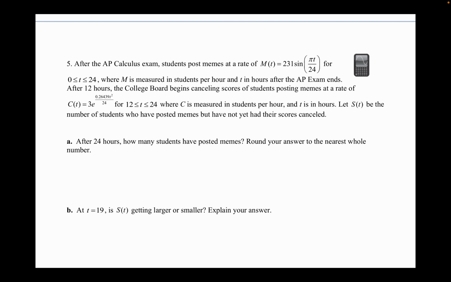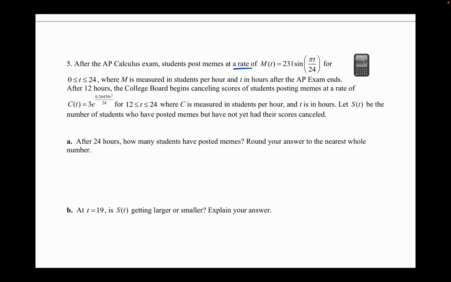After the AP Calculus exam, students posted memes at a rate of, so this is already a rate, M of t is 231 sine of pi t over 24 for 0 to 24. M is measured in students per hour and t is hours after the AP exam ends. So this tells us the rate at which students are posting memes for the day, from 0 to 24, so 24 hours after the exam.